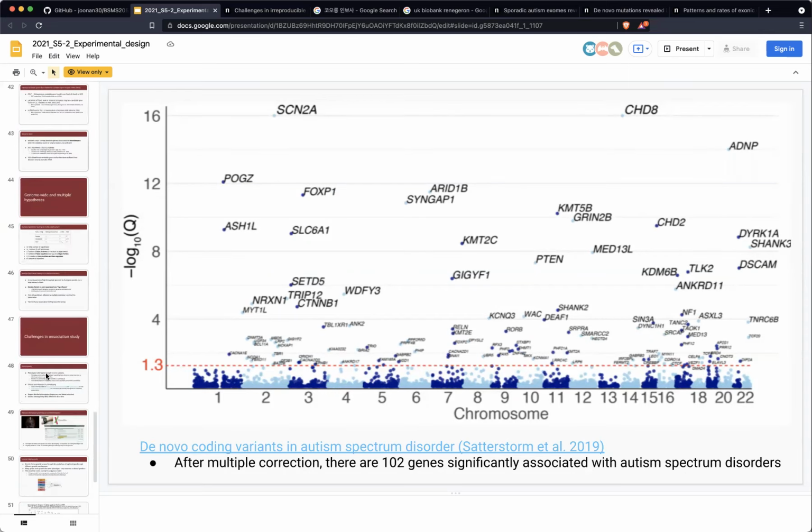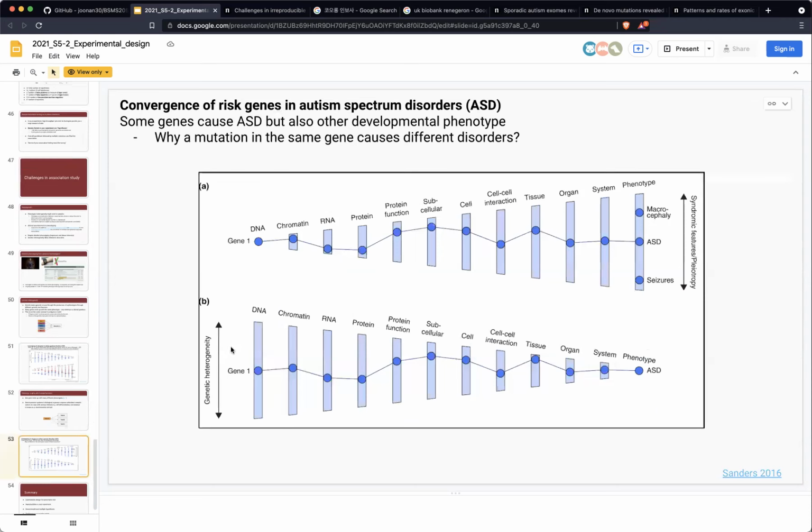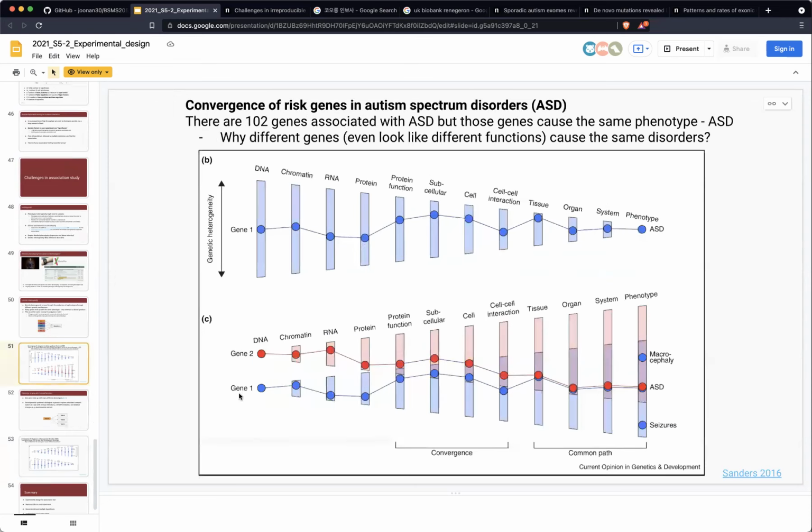Some patients have a mutation in gene 1, some patients have a mutation in gene 2, but they somehow converge as autism patients, right? So what people want to care about is that a disorder is not always developed by the same gene. It can be developed by different genes, right? In this case, we describe the situation as genetic heterogeneity.